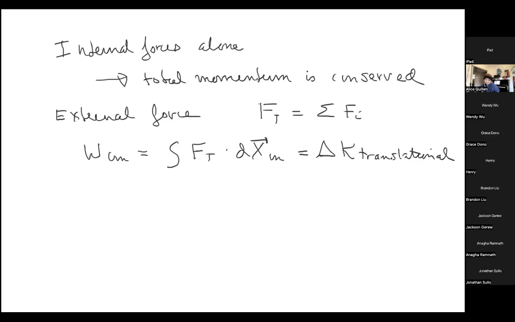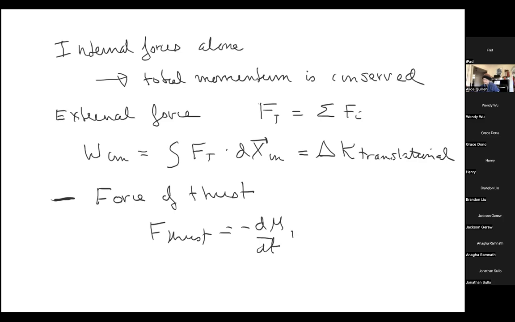And then lastly, we talked about thrust. So F thrust is equal to minus dm/dt times v_rel, where v_rel is the relative velocity between your propellant and a rocket, for example, and dm/dt is the mass outflow rate of the propellant. So this is an equation you could use to calculate the acceleration of a rocket. Okay, so that summarizes center of mass and multi-particle systems.